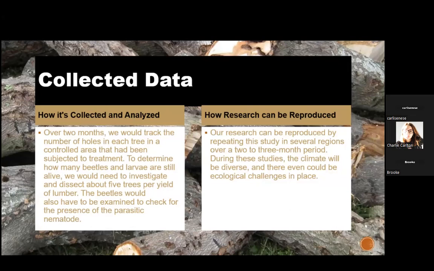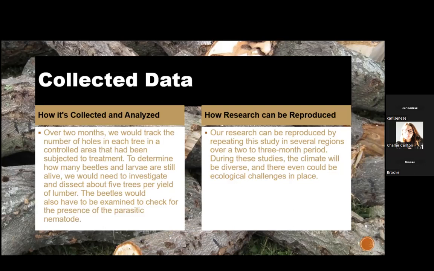So how we would collect our data for this experiment is over 2 months, we would track the number of holes in each tree in a controlled area that has been subjected to treatment. And to determine how many beetles and larvae are still alive, we would need to investigate and dissect about 5 trees per yield of lumber. The beetles would also have to be examined to check for the presence of the parasitic nematode.